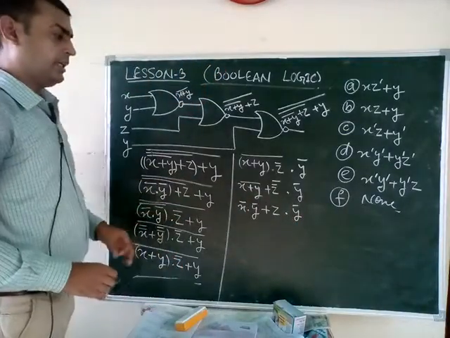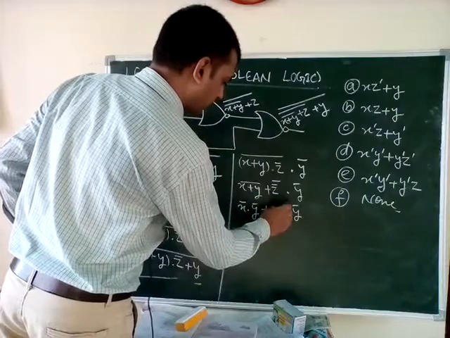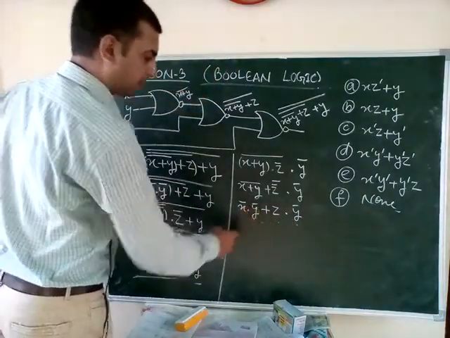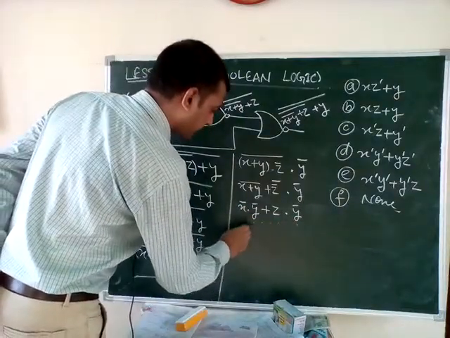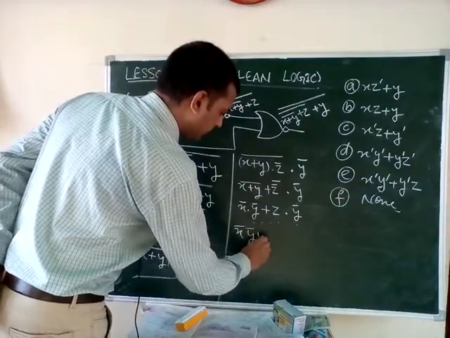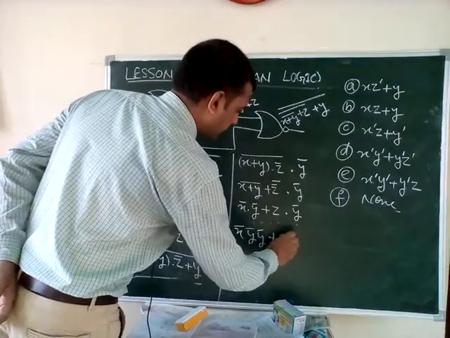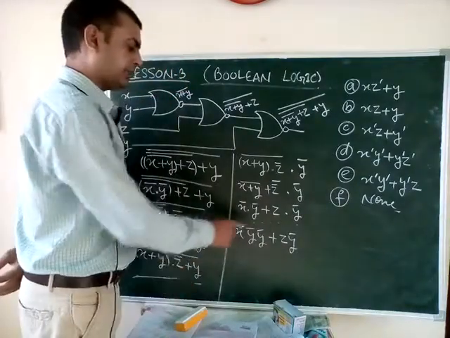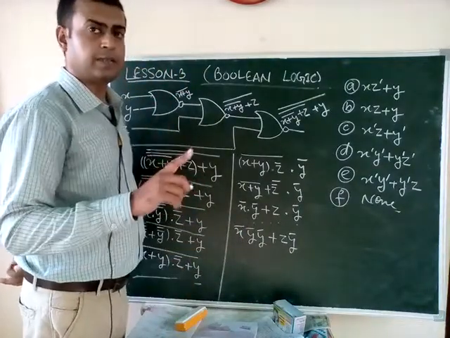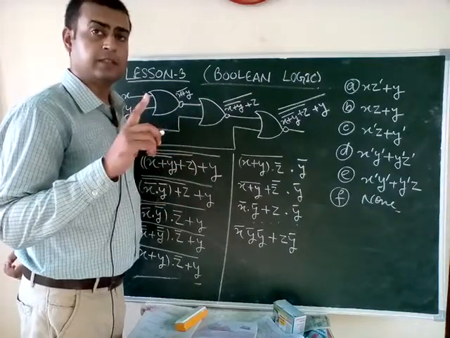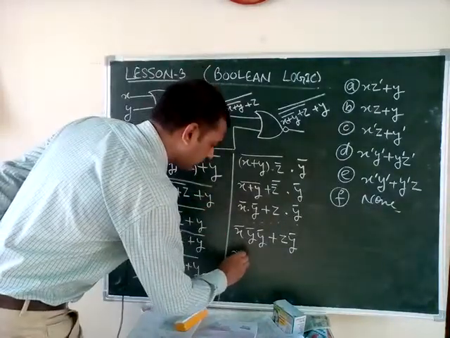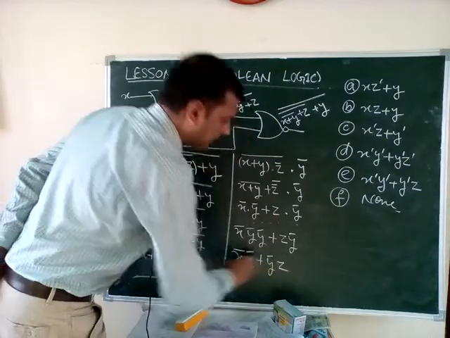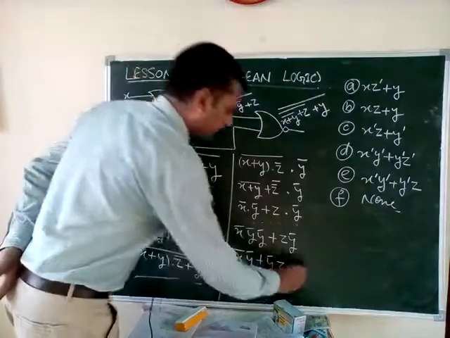This is the equation. Now this is one function and this is a separate function, so this will be multiplied by both of the variables. So x bar y bar plus z y bar. Now if 2 bars are there, you replace them with a single bar. 2 bars give the value of a single bar. So x bar y bar plus y bar z. This is the answer.